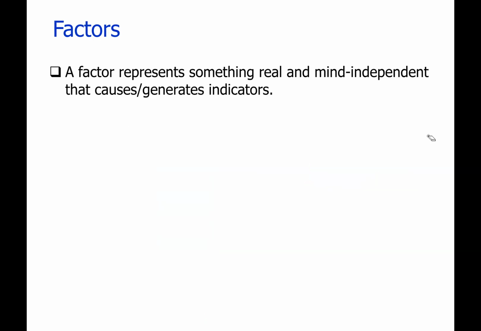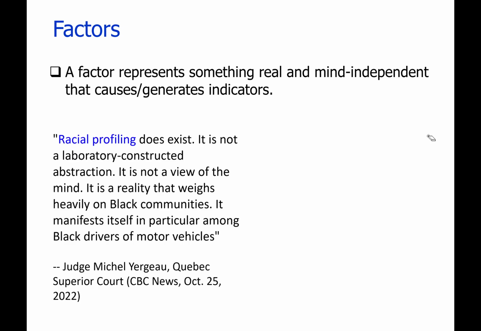This is what I explained so far. A factor represents something real and mind-independent that causes or generates indicators. And this is one example of such a characteristic of factors. This is not a scientific theory or argument at all. This is simply a ruling of a Quebec judge on the racial profiling case that involved police traffic stops in Quebec.